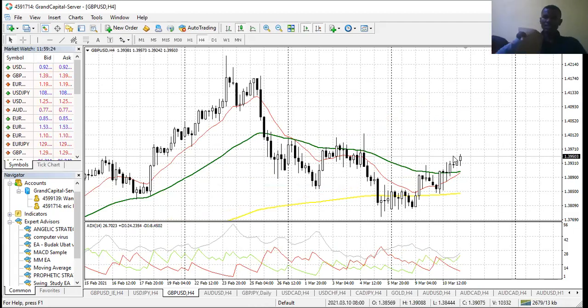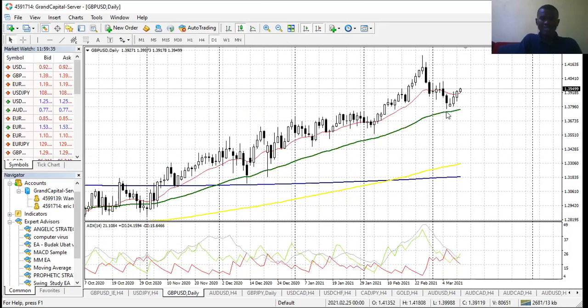And you can see GBPUSD is still on a buy trend. If you get to the daily time frame, many people were caught up at this stage. You see this level? They thought GBPUSD would still be selling. But what do you see? This 50 EMA was retested on the daily time frame. It acted as a support in this particular zone.